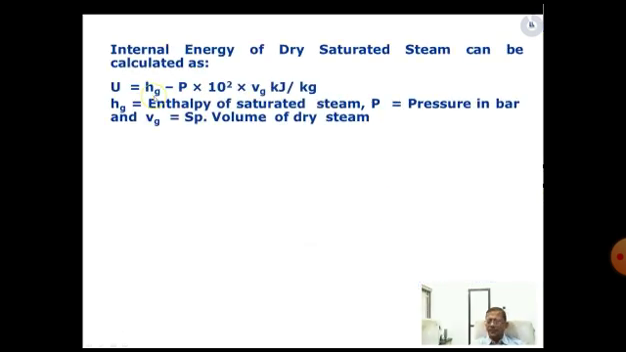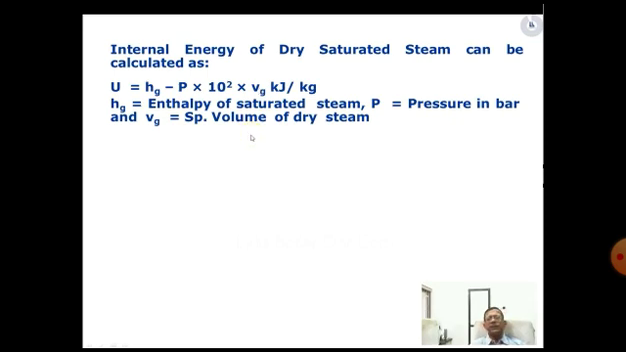Change in enthalpy is Hg. Pressure, whatever you take, if you are referring to the steam table in SI units, will be in bars, so do not forget to multiply it by 100. And the change in volume, as we have just seen, is such that the water volume does not count, so the total Vg will be the change in volume.